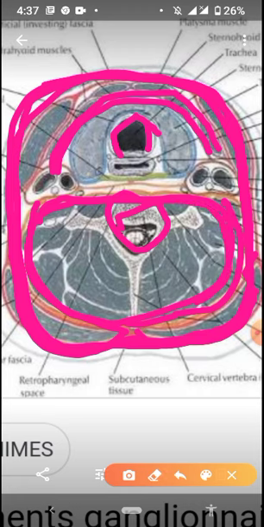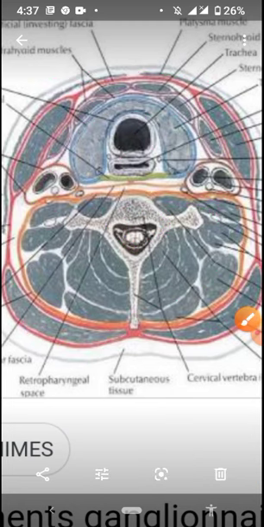So three layers combine to form the deep fascia. You can say that the deep cervical fascia is divided into these three layers, and we will go into detail of each layer. First we will discuss the investing layer.